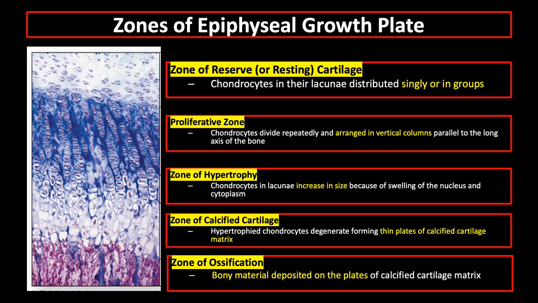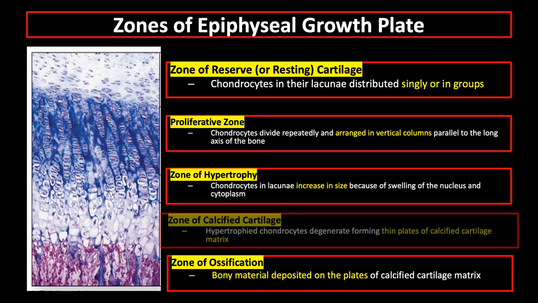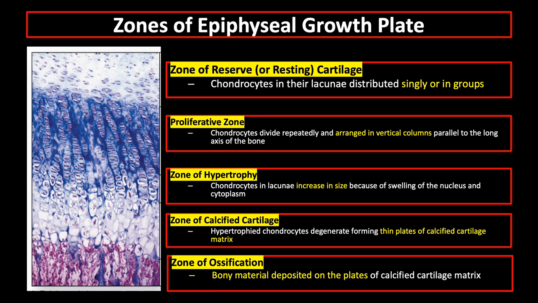Again, zone of reserve or resting cartilage where chondrocytes are arranged singly or in group, proliferative zone where chondrocytes are arranged in columns, zone of hypertrophy when chondrocytes increase in size, zone of calcified cartilage where chondrocytes degenerate forming thin plates of calcified cartilage matrix, and zone of ossification, by the name itself, ossification, so bony materials are already deposited.